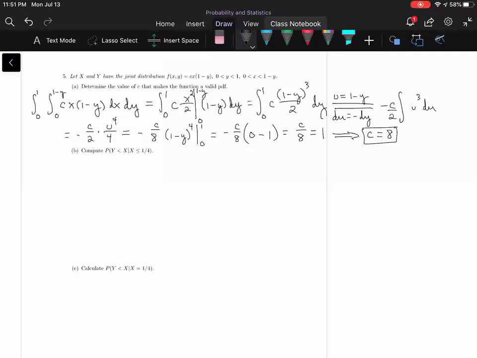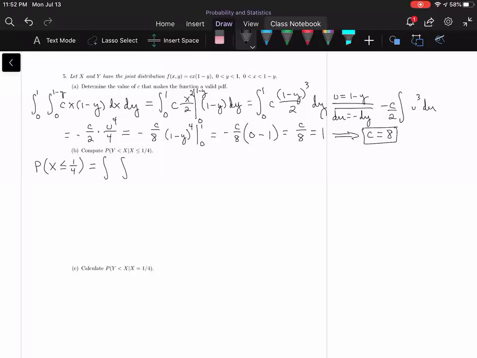So then we go to part B, now that we have the complete distribution, and this one wants to know the probability that y is less than x, given that x is less than or equal to 1/4. I realize that the denominator is going to be the probability that x is less than or equal to 1/4. So I want to find that one first. I could look for the marginal distribution first, but I'll just do this all in one shot.